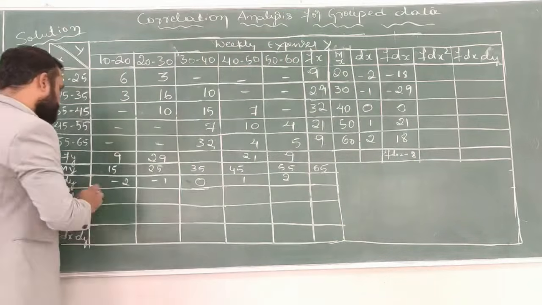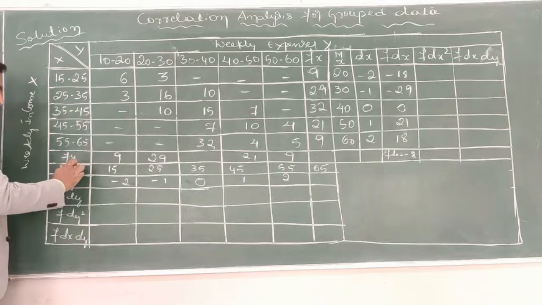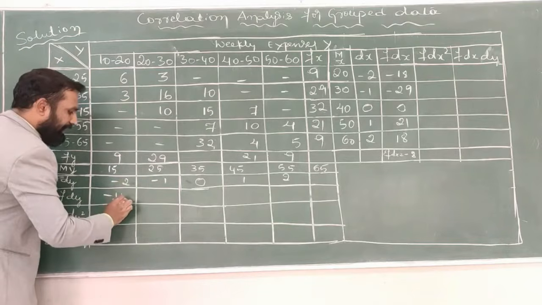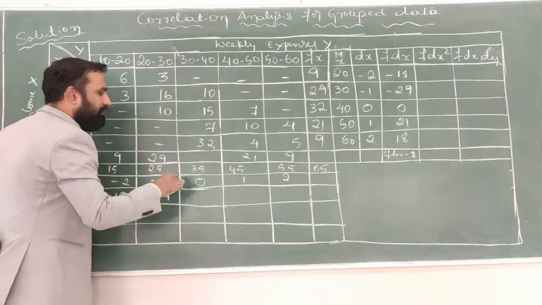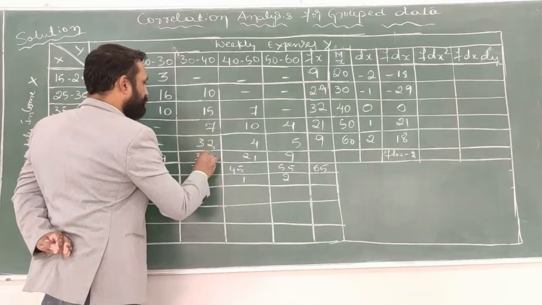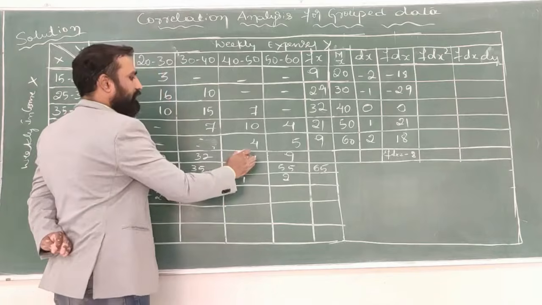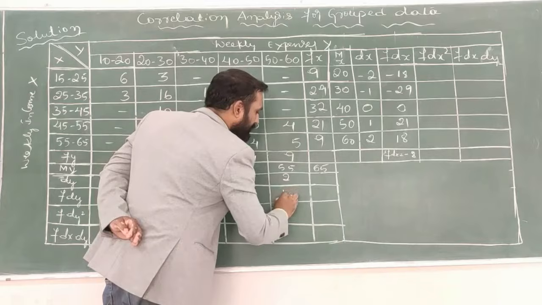Same as here, we have to find out the f into dy. F into dy means what? The frequency of y and dy. The frequency of y into dy means 9 into -2 is -18. Next 29 into -1 is -29. Next 32 into 0 is 0. The next 21 into 1 is 21. The next 9 into 2 is 18.